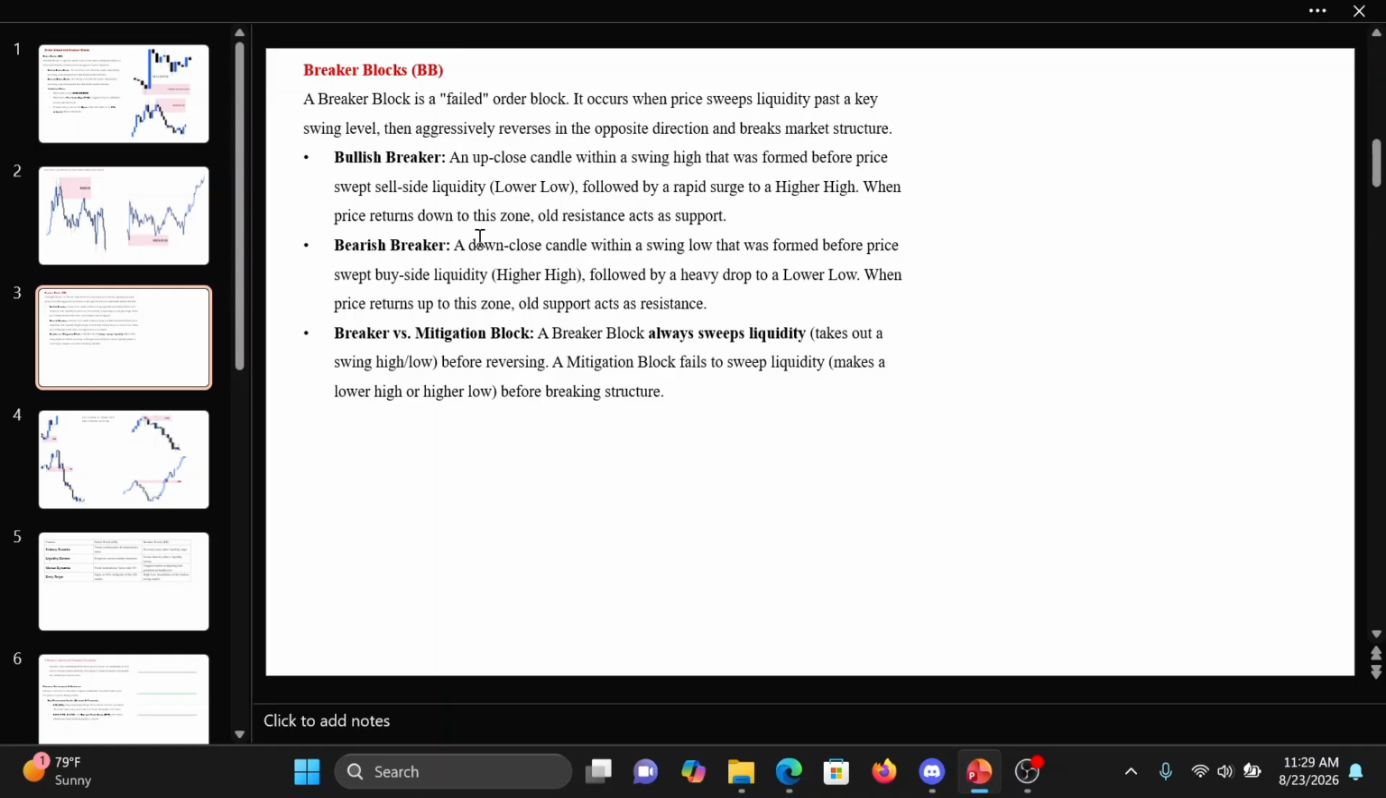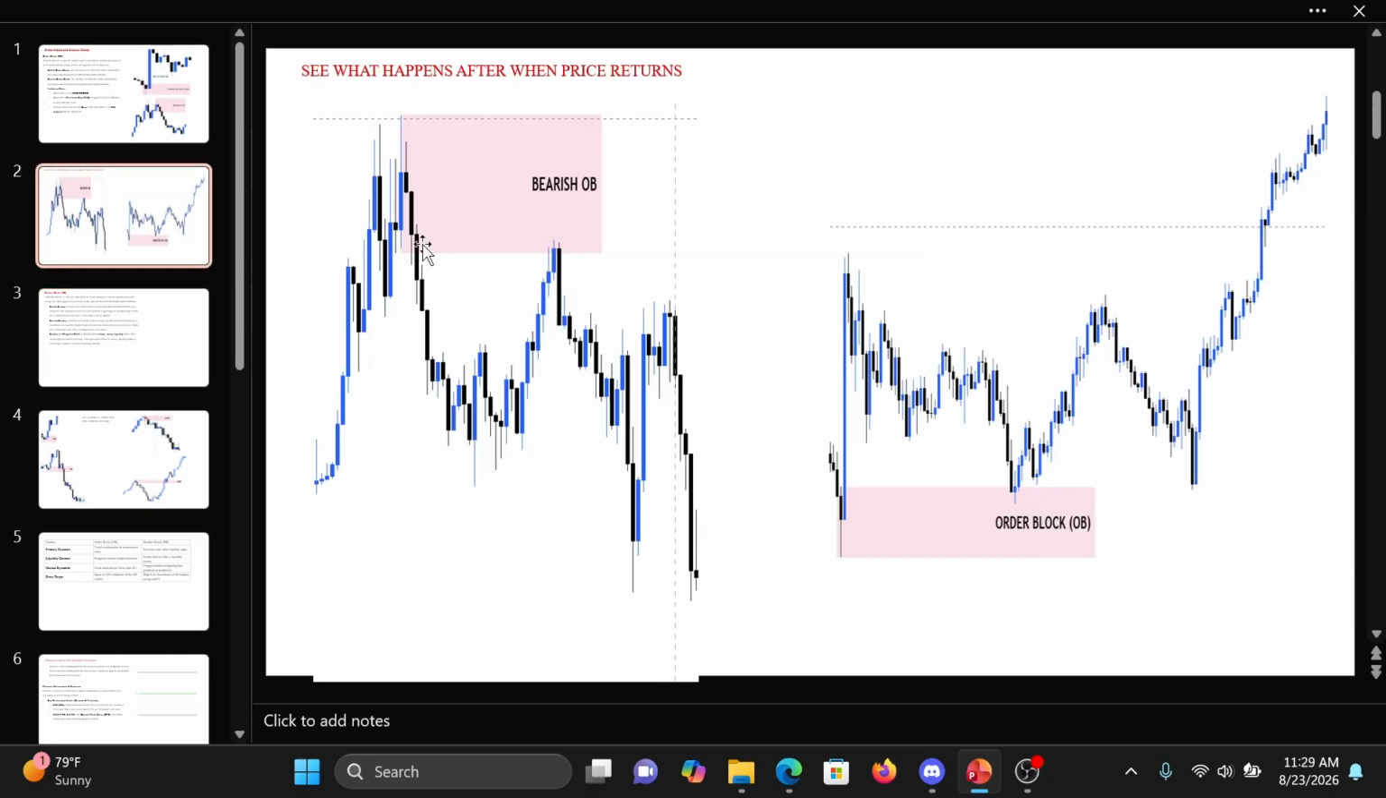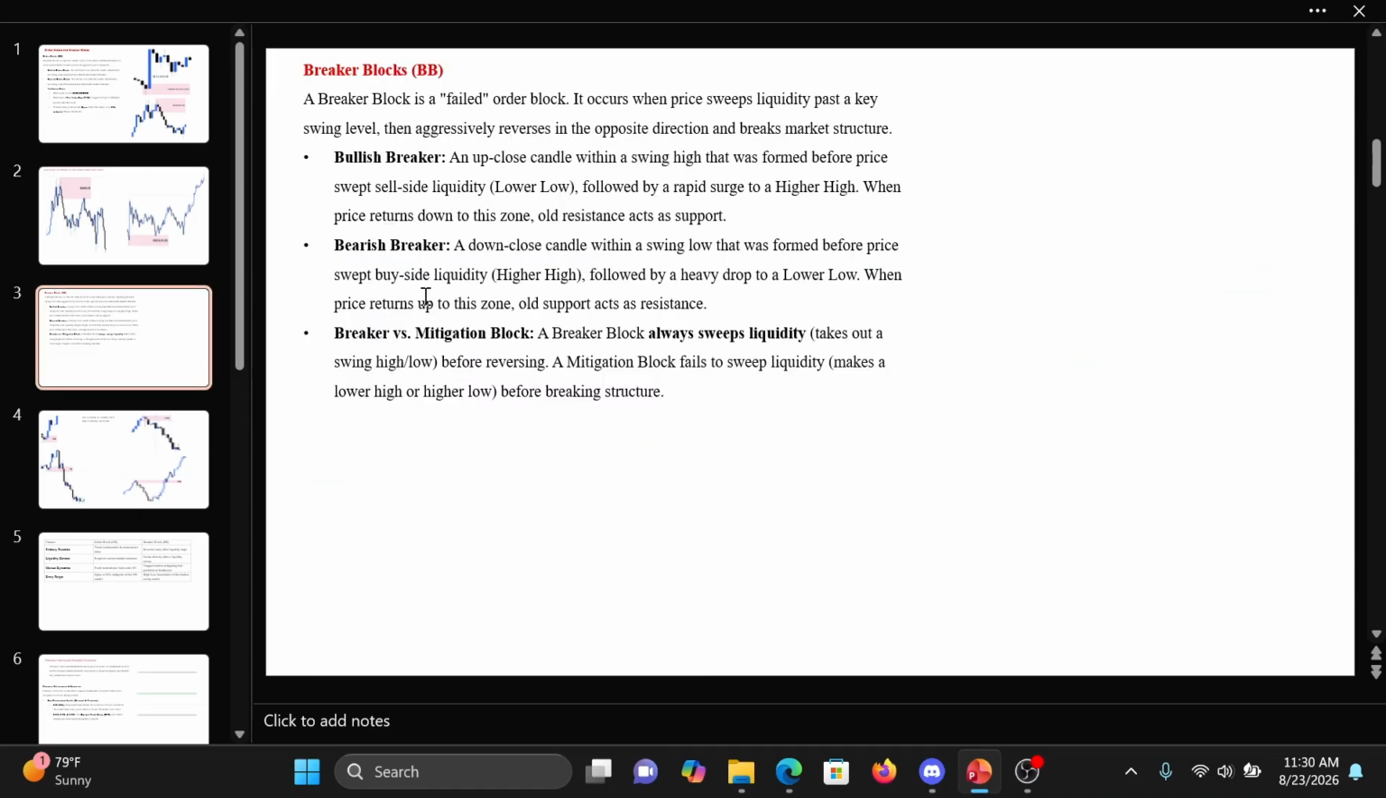All right, so let me take you back here. If price came and closed above here, after taking out this low, we will consider this point as a breaker block, not as an order block. Same applies to this one here. If price, when it was dropping here, came and closed below, we will consider this as a breaker block now, not as an order block.